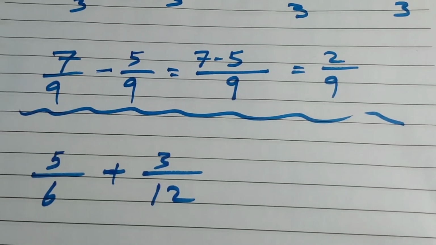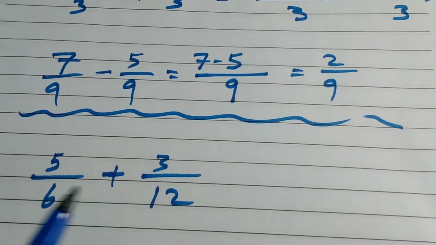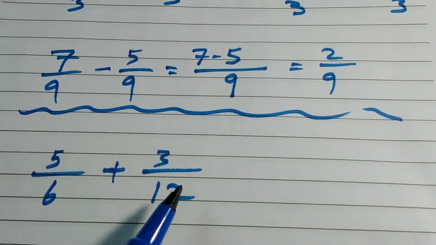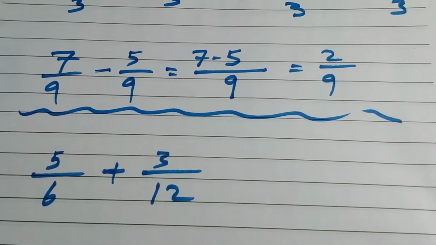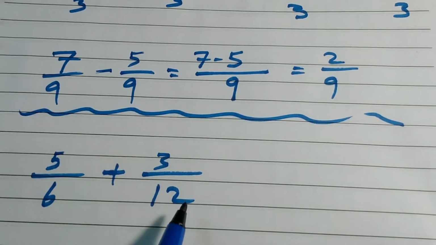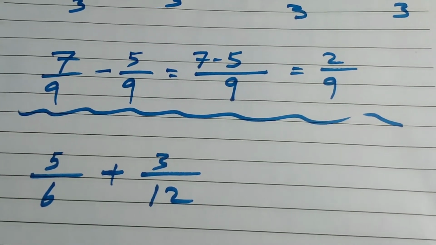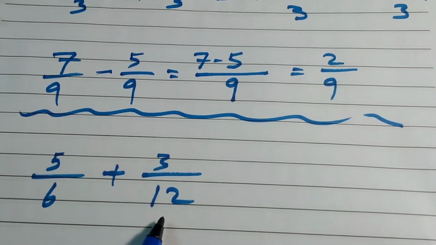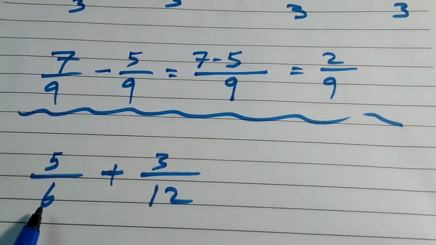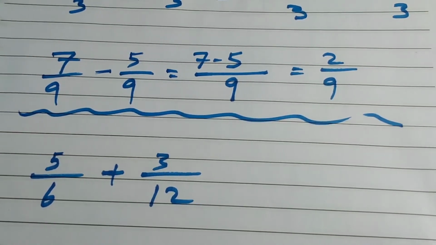Okay, the second thing: if you don't want to make the denominator the same, check the big number. If the big number is divisible by the small number, then the big number will be the LCM. But I will not use this method. I will use the same trick. We will make both denominators the same. So we have 6 and 12. 12 is big and 6 is small. 6 multiplied by a number gives 12. So 6 multiply what? 6 multiply 2. It is equal to 12.